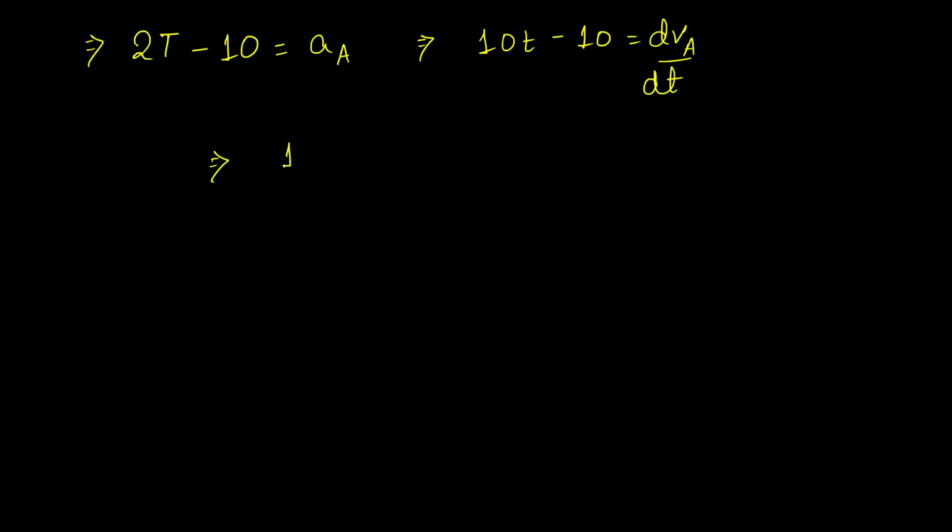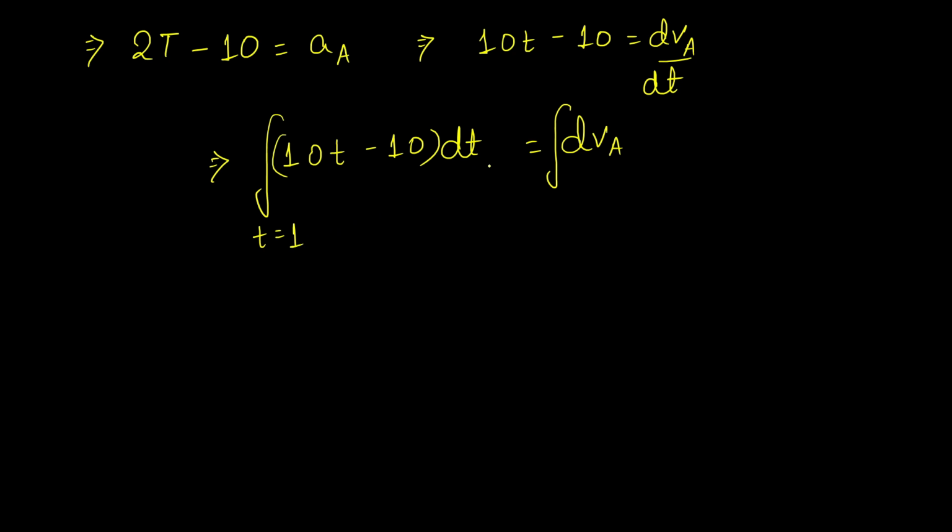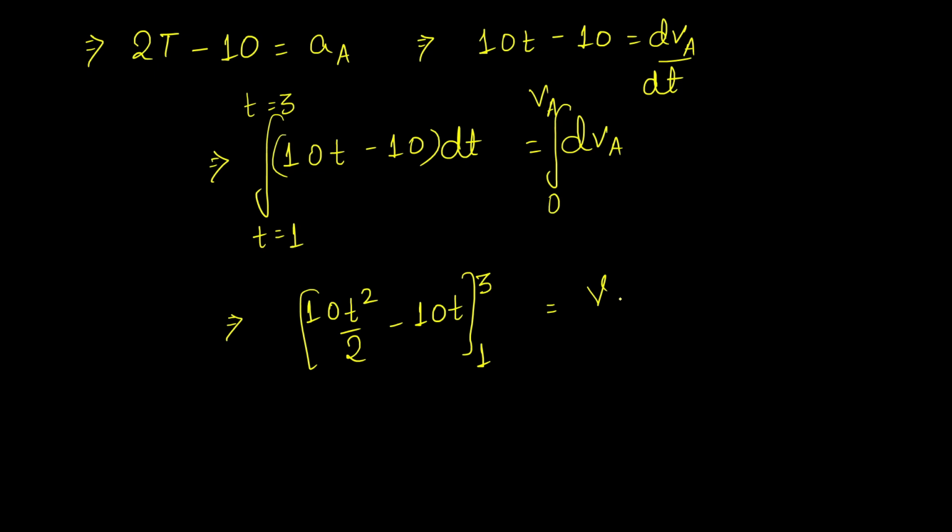Again calculus. So this will be the integration of (10t minus 10) dt, that is equals to dVA. And again for A, at t equals 1 second, it just starts moving up. So at t equals 1 second, velocity is 0, and at t equals 3 seconds, we need to find the velocity of A. So upon solving it, 10t square upon 2 minus 10t, with the limits 1 to 3, is equal to VA.